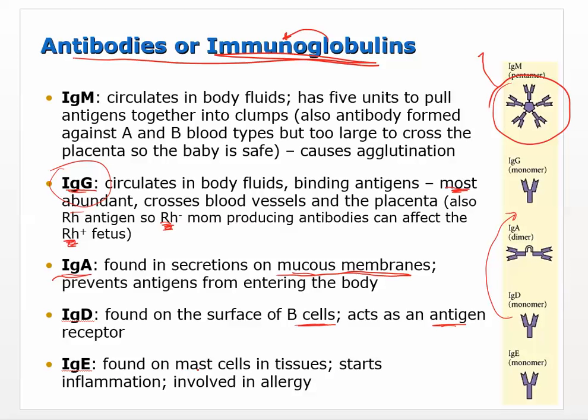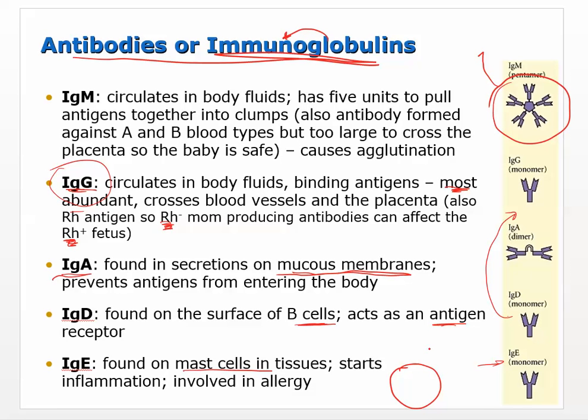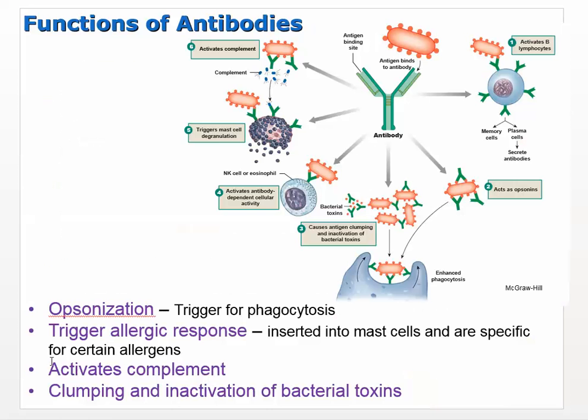IgE is found on mast cells. We're going to talk about how that works. But you can see here, it's a monomer, which means that it doesn't have a whole bunch of them together, it's just one. But it will sit down in, so here's a mast cell. Even though it's made by B cells, it will migrate and sit right down inside mast cells and just wait for any pollen to drive you crazy. And we'll talk about how that happens when we talk about the immune system.